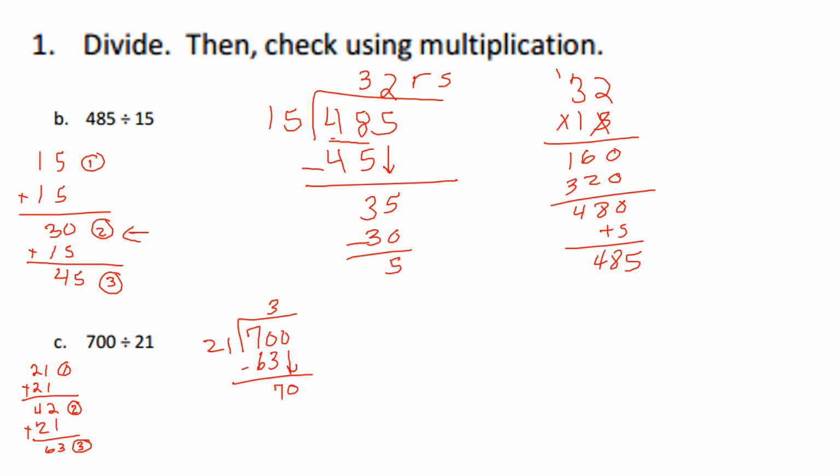Now 21 cannot go into 7 tens, but 21 can go into 70 ones. And 21 will go into 70 ones 3 times again. And 3 times 21 will give us 63 again, with a remainder of 7. So when we multiply it, I'm going to go 21 times 33. 3 times 1 is 3. 3 times 2 is 6. Now I'm done with the 1, so put a 0. 3 times 1 is 3. 3 times 2 is 6. And we end up with 693.